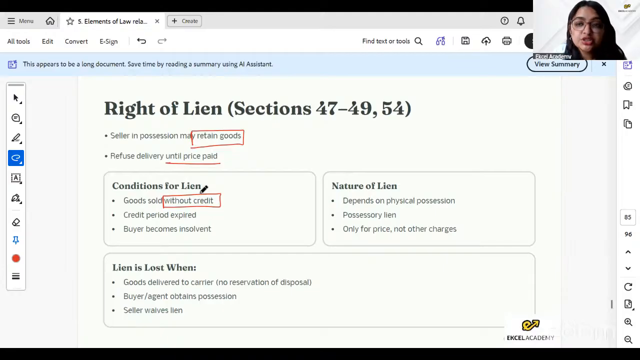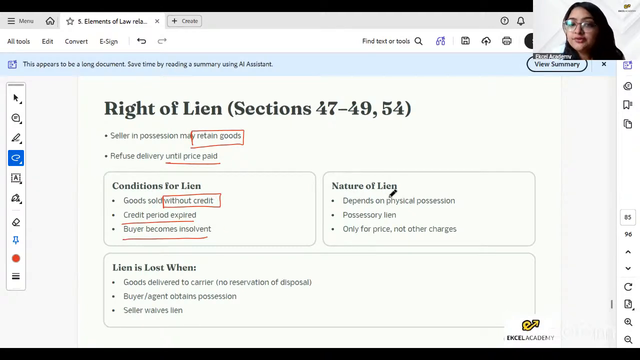But let's say you purchased a washing machine for 70,000 and agreed to pay a month later. Then they will not be said to be an unpaid seller. Why? Because the contract specifically says that the payment will be made after 1 month. So unless that period of 1 month is expired, you cannot be an unpaid seller. Or if it is given on credit, your credit period has expired, like the 1 month that we just spoke about. And if your buyer becomes insolvent.